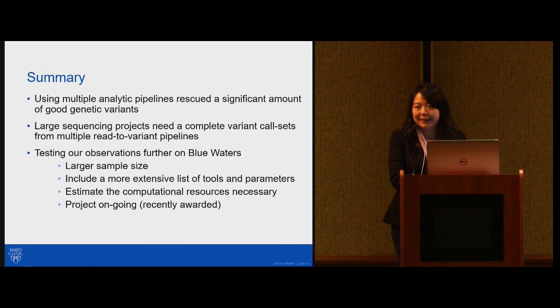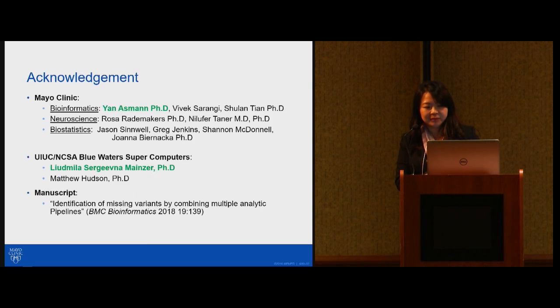To summarize our study, I hope that by now I've shown you that using multiple analytic pipelines rescued a significant amount of good genetic variants. Large sequencing projects particularly need complete variant call sets from multiple read-to-variant pipelines. We are currently testing our observations further on Blue Waters. This includes larger sample size, a more extensive list of tools and parameters, and estimating the computational resources necessary. The project is currently ongoing. Thanks to a recent Blue Waters Award, we will carry this project further.